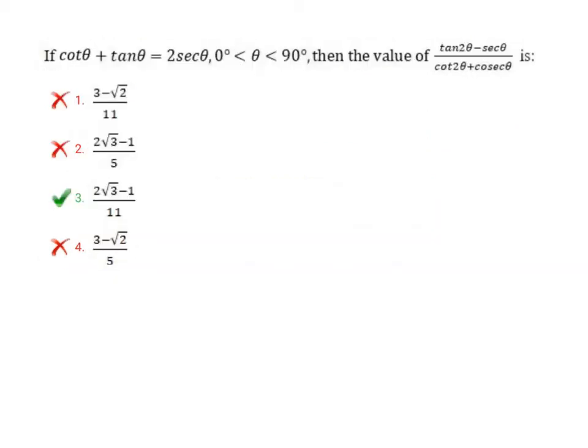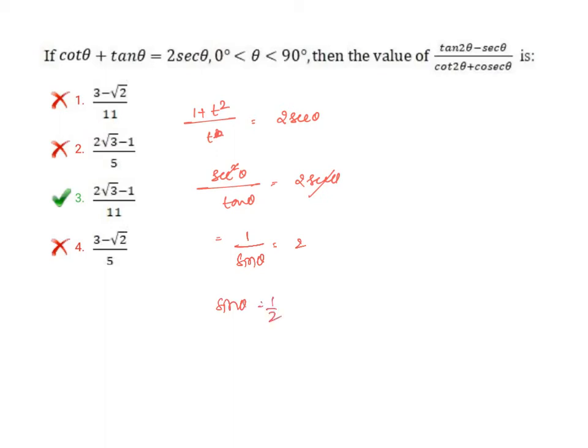If cot theta plus tan theta is equals to 2 secant theta, then the value of some expression he is asking you. Cot theta plus tan theta, you can write cot theta as 1 by tan. So, it becomes 1 plus tan square by tan is equals to 2 secant theta. So, secant square theta by tan theta is equals to 2 secant theta. Anyway, secant by tan is nothing but 1 by sine, so 1 by sine theta is equals to 2. Therefore, sine theta is equals to 1 by 2. Theta is equals to 30 degrees. If theta is 30, tan 60 is root 3.